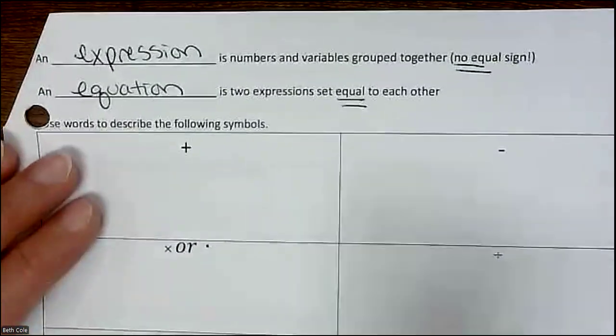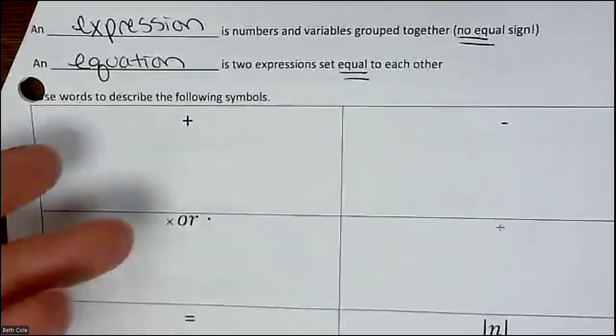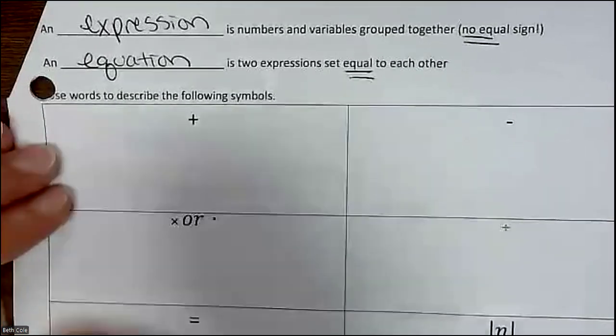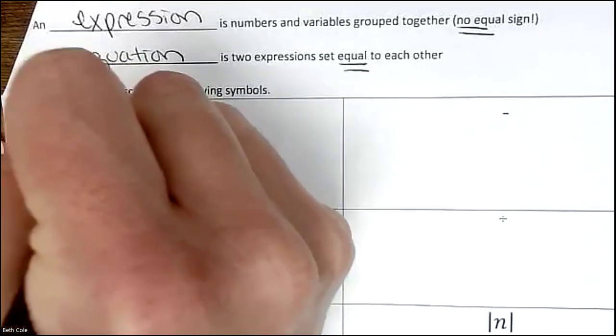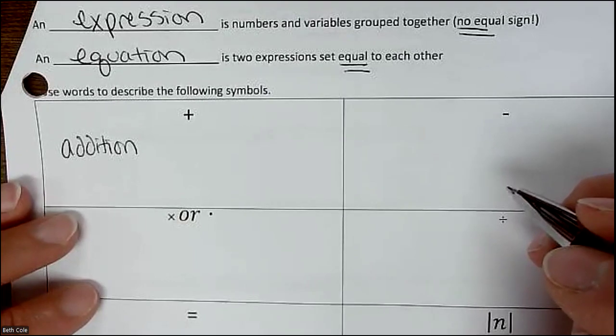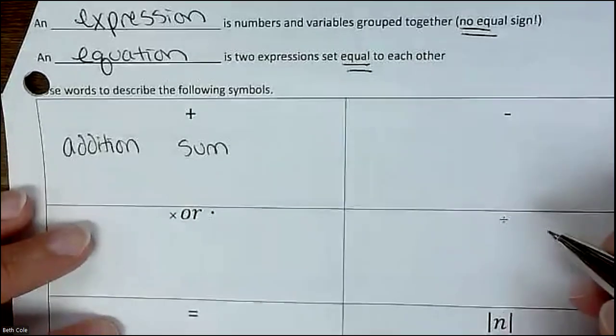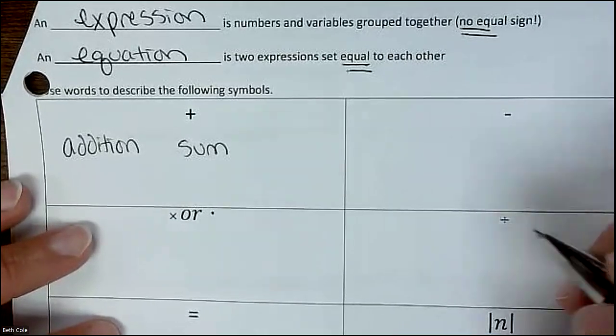All right. So we're going to write down some words that these symbols mean. So what do you think when you see this symbol? What does it mean? Addition. There's a few others though. What else could that symbol mean? Sum. Awesome. And then there's one more I'm looking for.